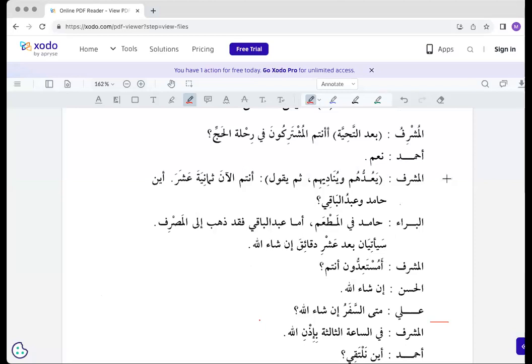Why is there a fatha on دقائق? Diptote, what do you call ممنوع من الصرف. It is ممنوع من الصرف. So why does it take a fatha? Because it's majroor. Why is it majroor? محل جر. Why is it majroor? The numbers between 3 and 10 are in the مضاف مضاف إليه shape, right?